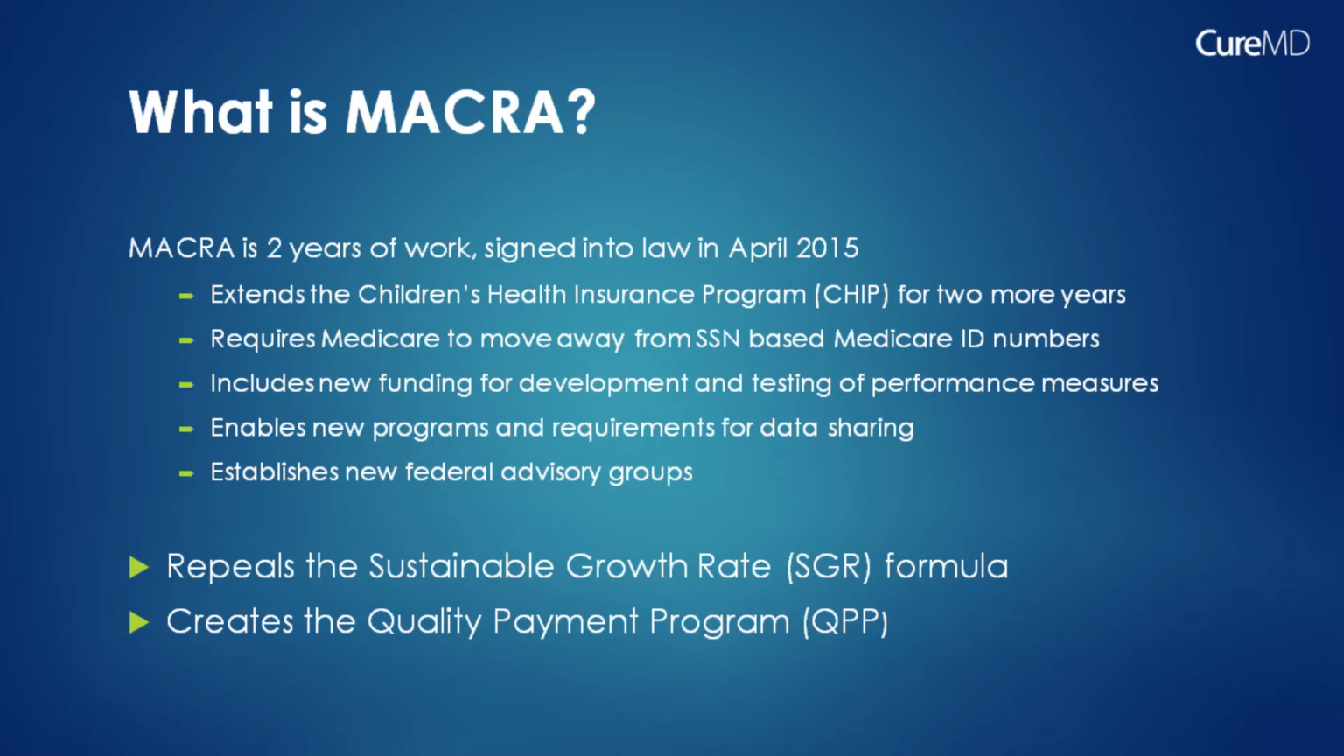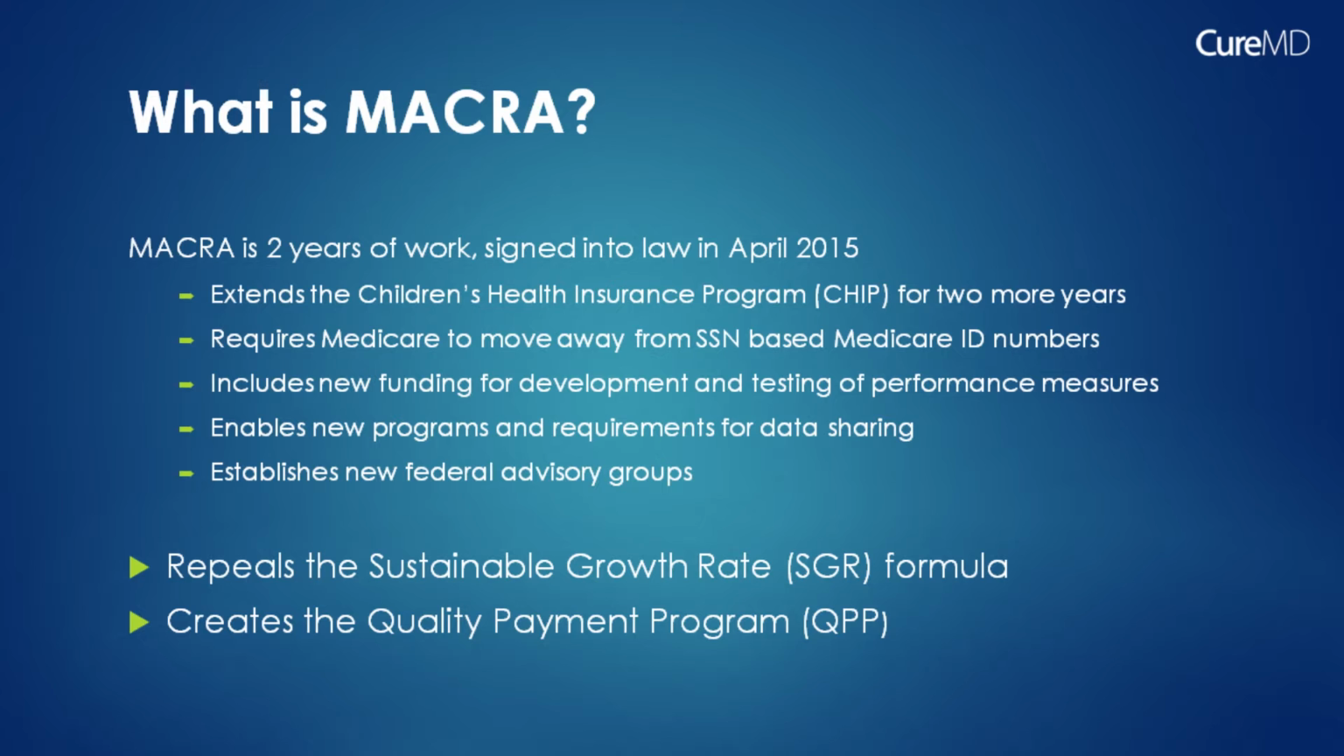It includes new funding for development and testing of performance measures. So the measures that you come across when you're looking at PQRS or other quality programs. These are constantly being developed, new measures, and then those measures are tested so that they're providing the right data to the government. And it creates new programs and requirements for data sharing.